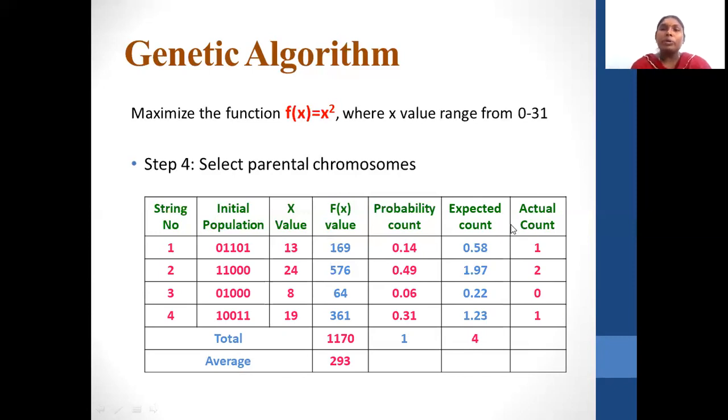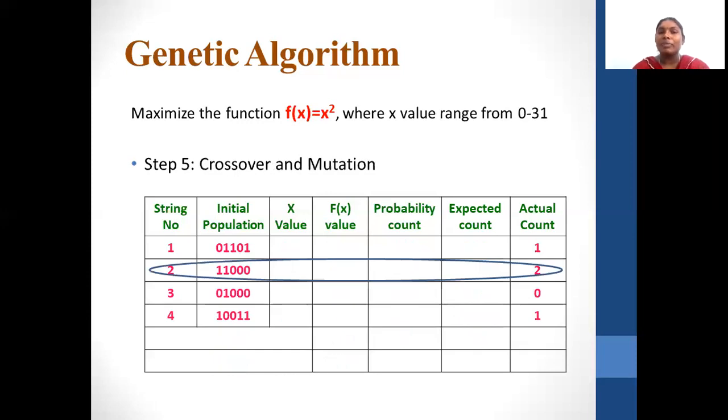Now we are going to make this the parental chromosomes. But the problem here is string 2 got selected twice and string 3 is not selected at all. So we have to eliminate string 3, as that is not fit at all. And string 2 is the fittest chromosome out of the selected parental chromosomes. So we can combine string 1 with string 2 once, and string 2 with string 4 twice. Okay, so we can have 2 combinations. String 2 will come in both combinations. So this is the parental chromosome that we have taken.